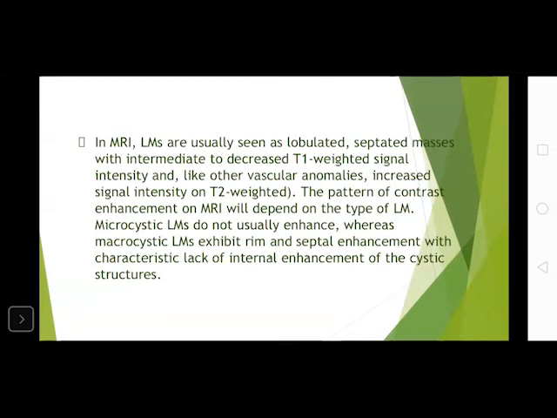In MRI T1 weighted images, lymphatic malformation appears as a lobulated septated mass with intermediate to decreased signal, but in T2 it appears with increased signal intensity. In contrast enhancement, macrocystic lesions don't show contrast enhancement except in the fine septations present in the lesion. Microcystic lesions usually don't show any contrast enhancement.